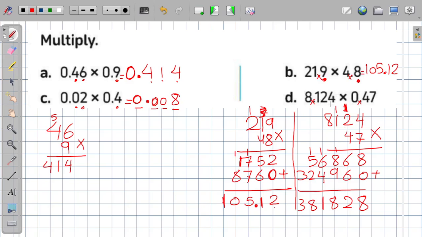Here I have the decimal point after 3 digits, or I have 3 decimal places, and here I have 2 decimal places. So the result will have 5 decimal places. So I will count 1, 2, 3, 4, 5, and the decimal point will be right here. So the result will be 3.81828.